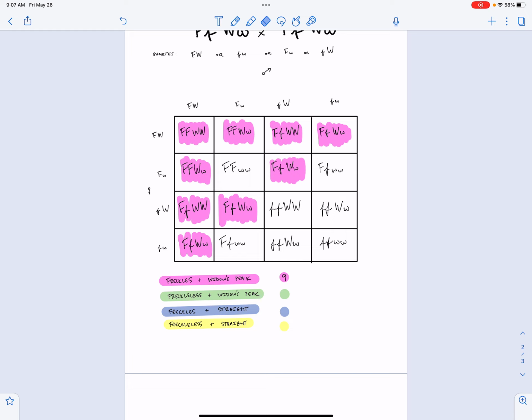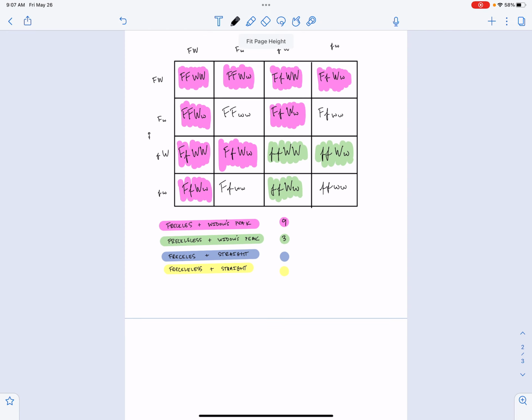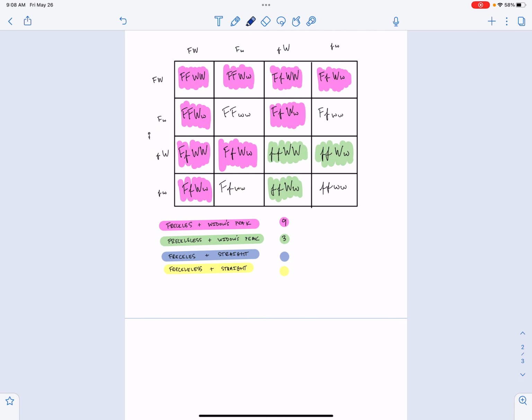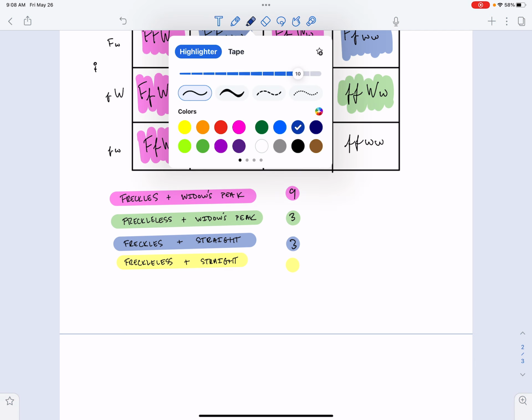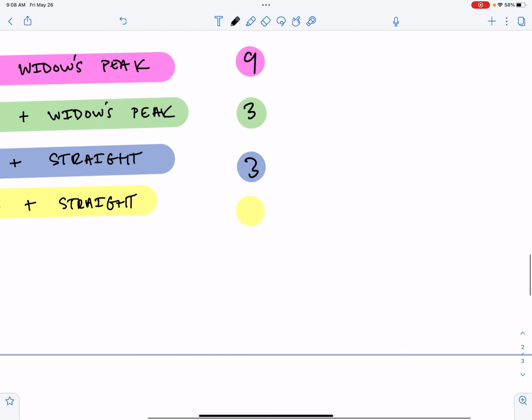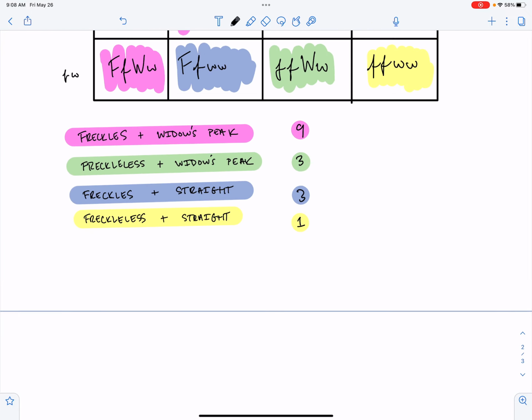Okay, next we have freckleless and widow's peak. So anyone who has 2 copies of the lowercase f allele, but 1 copy of the uppercase W allele is going to be someone that has no freckles but a widow's peak. So there are 3 of them. And if you have freckles but a straight hairline, you are going to look like this. So they are also 3 of these. And if you are freckleless and have a straight hairline, you are the rare individual there.